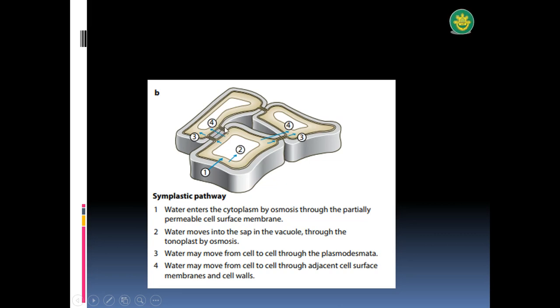What is plasmodesmata? I've mentioned it in the previous topics. Plasmodesmata is a cytoplasmic extension that connects one cell to the other. So if you talk about the symplastic pathway, water molecules can move through the plasmodesmata as well. And finally, if you read number 4, water may move from cell to cell through adjacent cell surface membranes. So basically, if you talk about the symplastic pathway, the most important thing that you need to know is that water must travel through the cytoplasm.